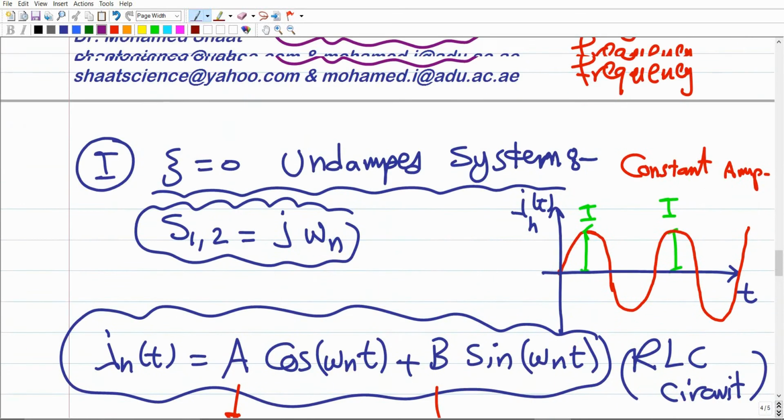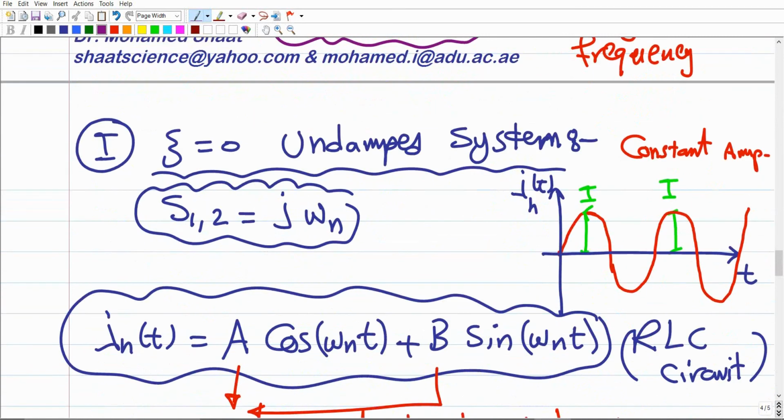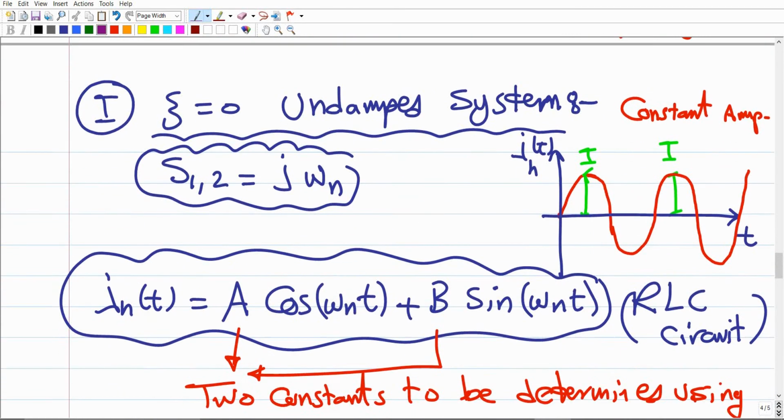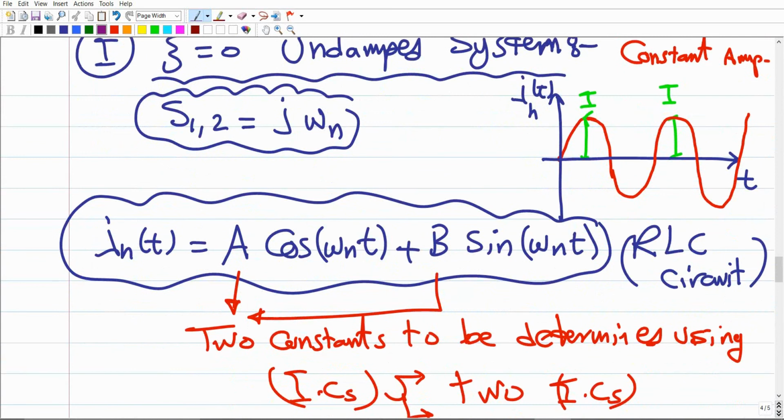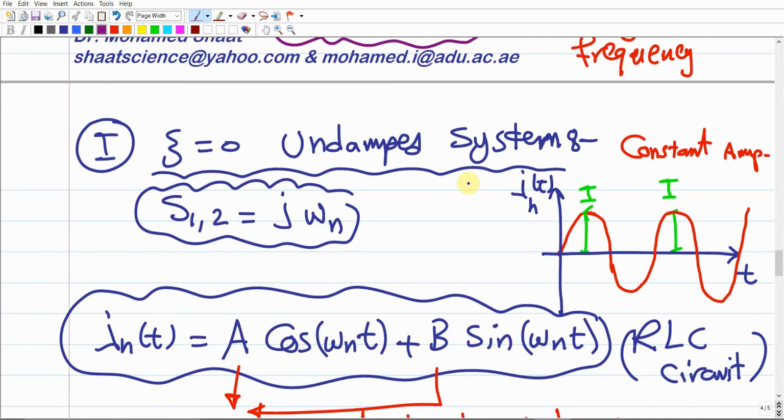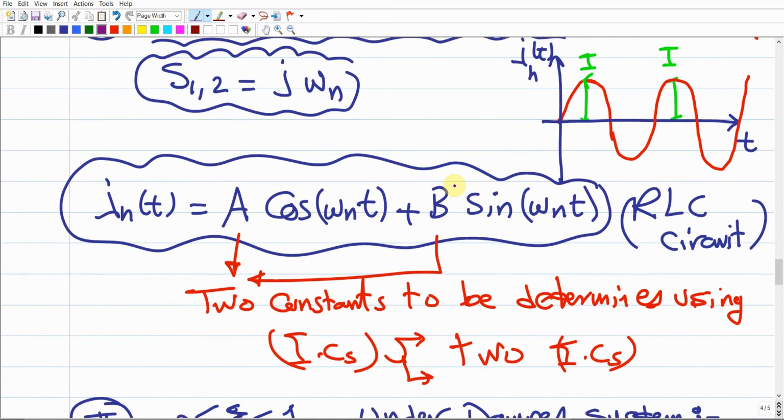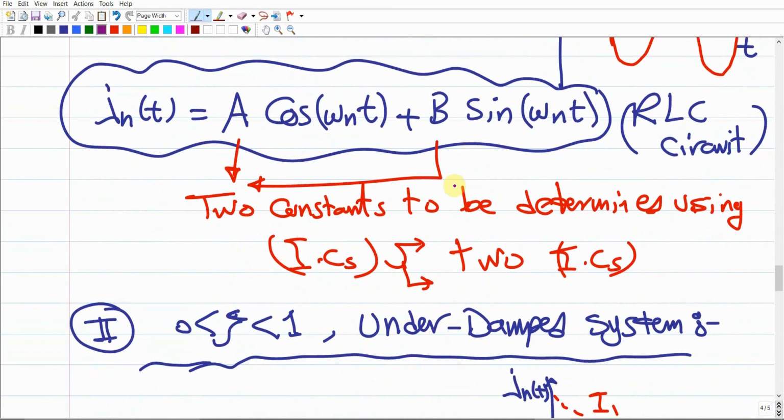It means that xi is 0. So having xi equals 0 in your car is not preferred. Why? Because if xi is 0, there is no damping. This is an undamped system, or an undamped car. It is not preferred because, as I mentioned, if for some reason the car experiences some vibration, it's going to keep vibrating all the time, and this is not preferred.